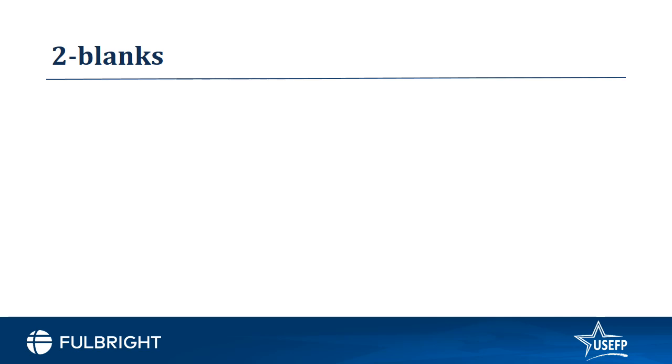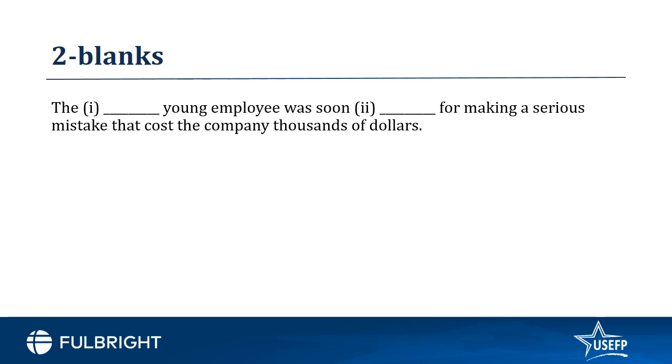Let's look at the 2 blank question and read the passage. The blank young employee was soon blank for making a serious mistake that cost the company thousands of dollars. Again, let's apply the strategy we learned. This is a relatively simple question. We do not notice any clue words, but what we should be able to guess is that the first blank should further highlight the inexperience of the employee and that the second blank should mention the consequence of his inexperience.